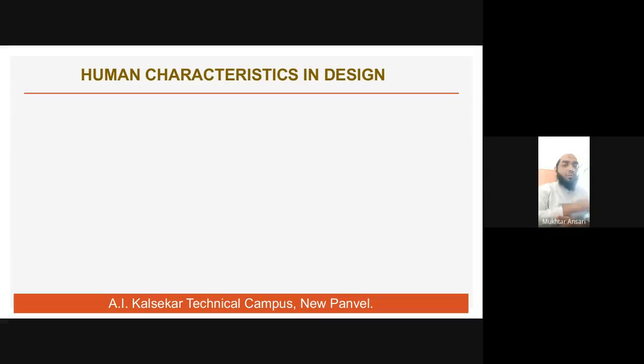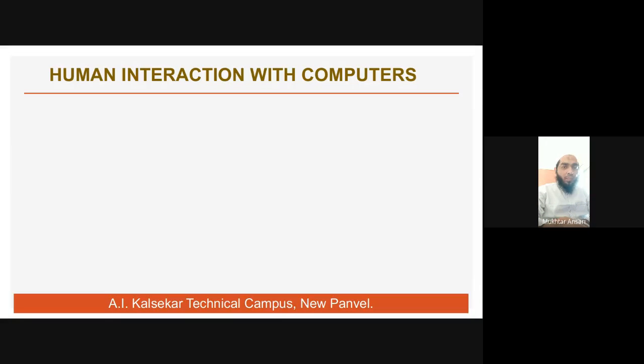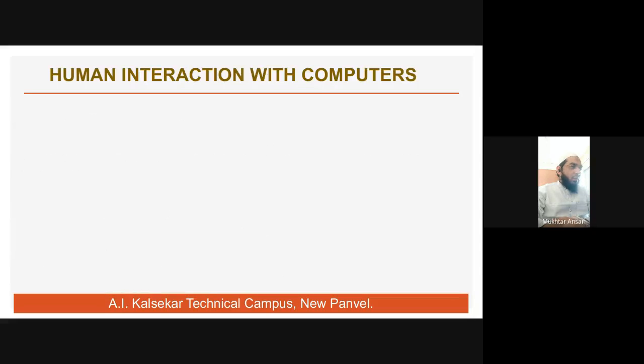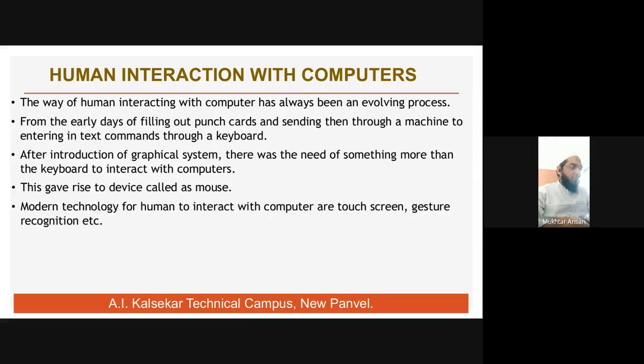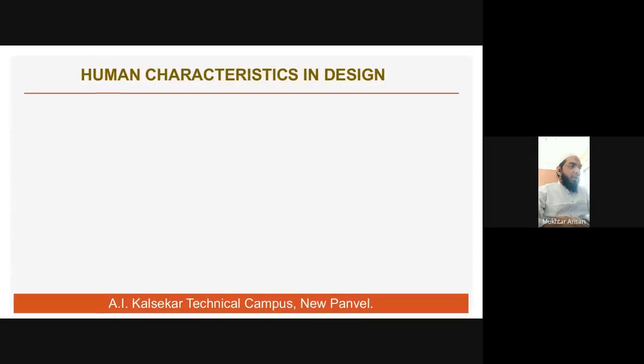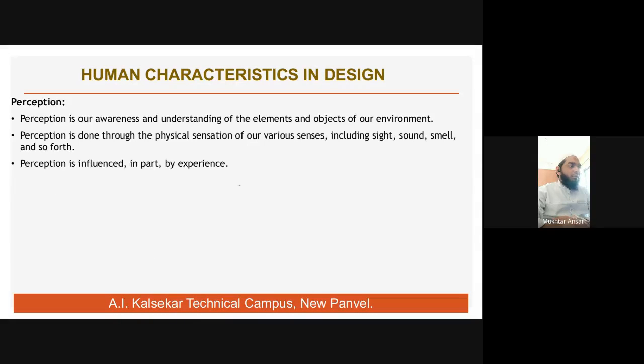Last session, we went through human interaction with computers, the golden rule, and human interaction with the computer from the early stages to the current stages. Then we started with the last part, a particular topic: human characteristics in design.